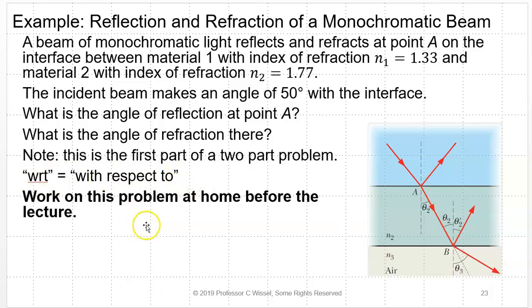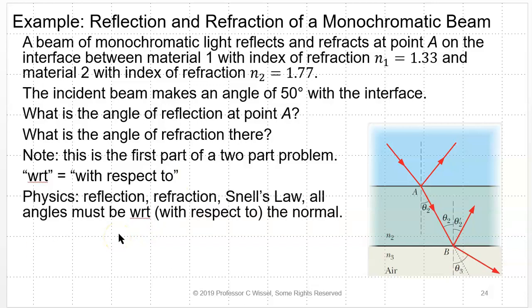Now you should work on this problem at home, before the lecture or before the video. The physics of this is reflection, refraction, Snell's law, all angles. Put this in your homework. When you write down the physics, all angles must be with respect to the normal. If you don't do that, I guarantee you're going to make the mistake. And then why is it wrong? And I'll be getting emails from you saying, why can't I get this problem right? The first thing I'll look at is, did you set it up correctly for measuring angles relative to the normal? Nine times out of 10, that's what it is. So if you can't get the right answer, go back and see if you actually did it that way.